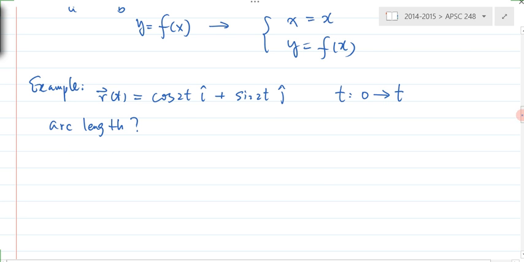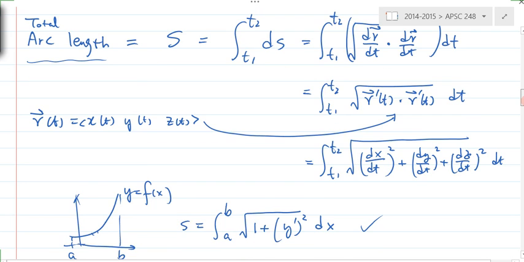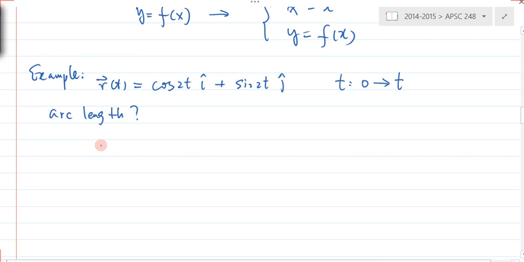So we'll use what we have derived here to do the calculation. What do I need to do? I need to calculate dr over dt first, and then calculate the dot product. So this is dr over dt. This is cosine t, which gives us negative sine 2t first, and then the derivative of 2t gives 2. And this one is 2 cosine 2t j hat.